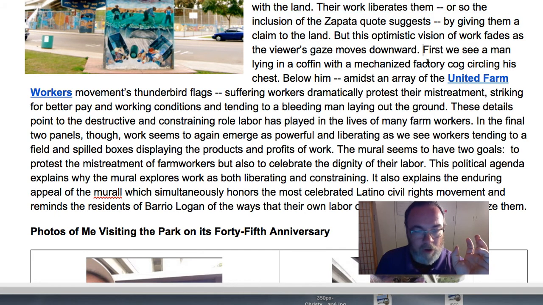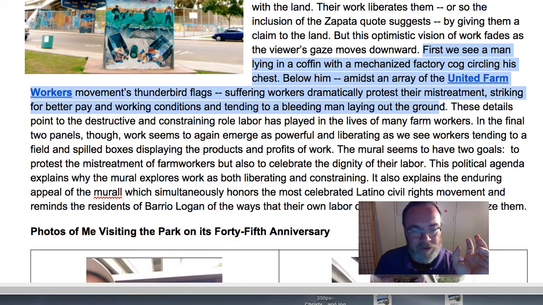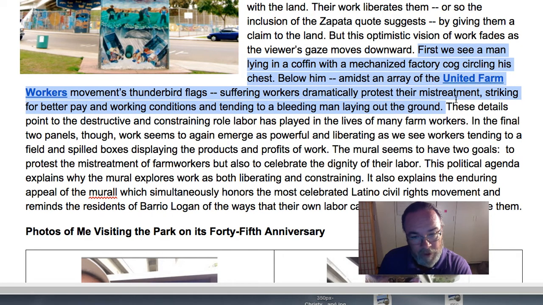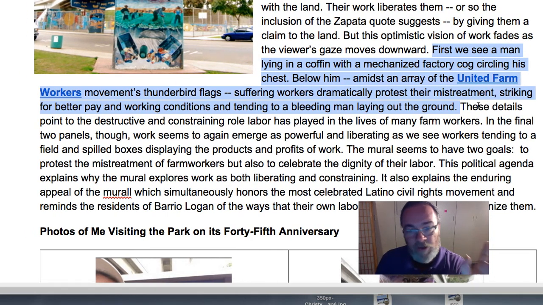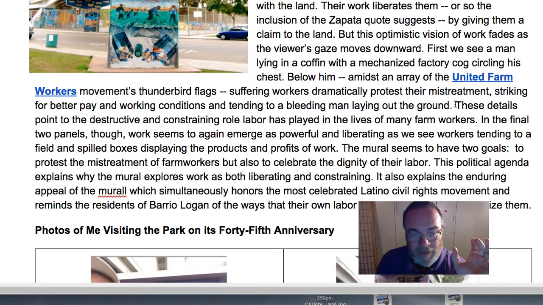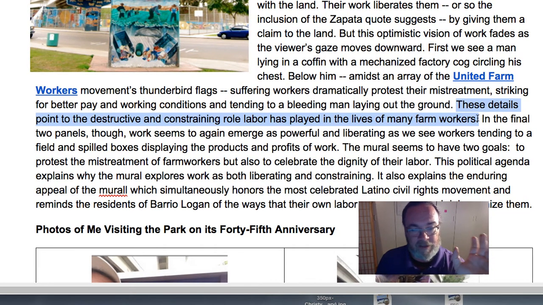We go down the mural and we talk about images that are associated with protest and mistreatment. So there's a man lying in a coffin, there's a mechanized factory cog, and there's workers protesting. So those are the details. Notice how I identify them. But for every detail you present, you also need to present an interpretation. So I need to elaborate a little bit, and that's why there's this nice sentence here that says these details point to the destructive, and there it is again, constraining role.